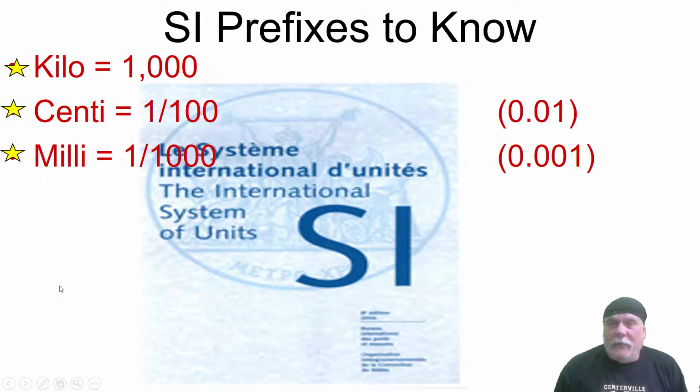Here are some SI prefixes to know. This is certainly not all of them, but these are probably the most common ones you're going to come across. Kilo means 1,000, centi means 1/100th, and milli means 1/1000th. And 1/100th written as a decimal is 0.01, and 1/1000th is written as 0.001. Make sure you know those.